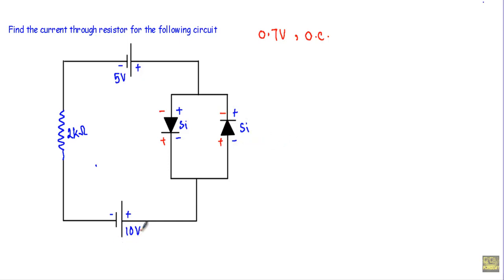See, as in this circuit this 10 volt source will dominate over this 5 volt source, therefore this silicon diode will be in reverse bias due to the 10 volt source, and this silicon diode will be in forward bias because this 10 volt source will drive this silicon diode in forward bias. So I will replace this silicon diode with an open circuit and this silicon diode with a voltage source of 0.7 volt. See here, I have removed the diode because it is an open circuit, and I will replace this diode with a voltage source of 0.7 volt.